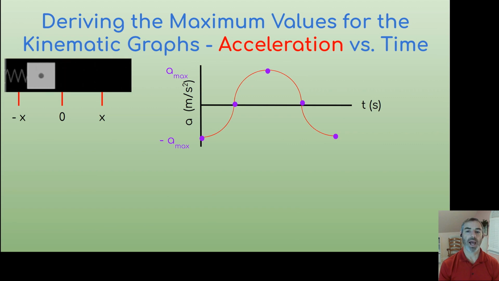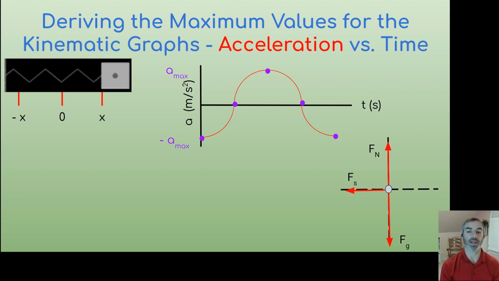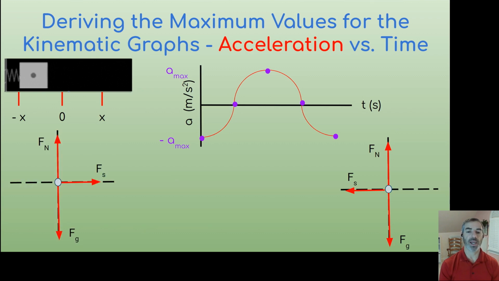So now let's derive the maximum value for acceleration. As this spring oscillator oscillates back and forth, we pause it at its maximum stretch and draw a free body diagram. We have the normal force and gravity balanced out, and the spring force, the restoring force, is at a maximum value when it's stretched. Now we can let that oscillator swing back and forth again. And once it reaches its negative x position, we can see that the free body diagram is the same. It's just the spring force is pointing in the opposite direction.